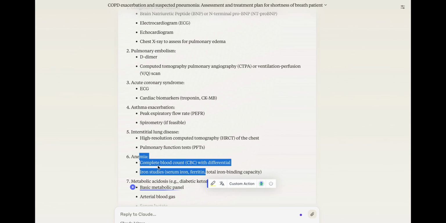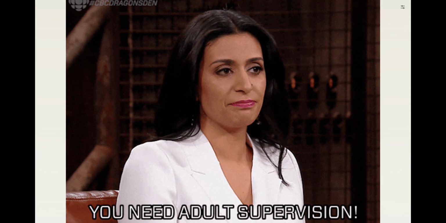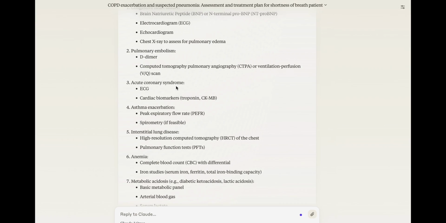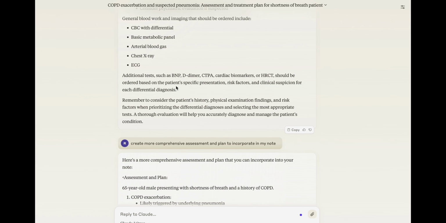But still, we need the physician to supervise this output and also decide if we should include this in our assessment and plan, and if those tests should be ordered for this patient in a specific context, in the given situation, right? But that being said, still very comprehensive.